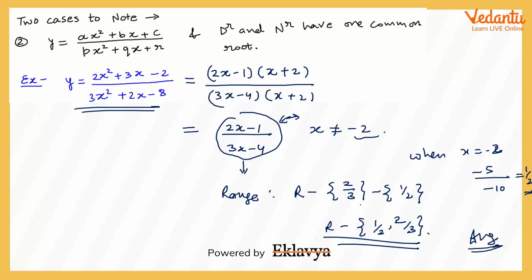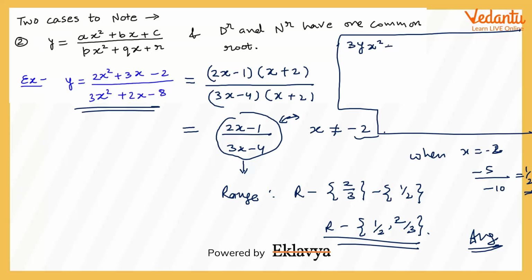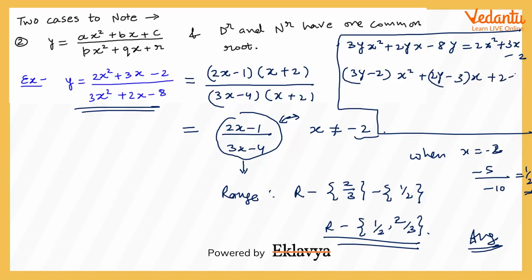I would like to tell one very interesting fact about this kind of question, because many people forget or just ignore that there was a common factor. So what they do, they just do 3 into y into x square plus 2y into x minus 8y is equal to 2x square plus 3x minus 2. And then it will be a quadratic like this: 3y minus 2 into x square plus 2y minus 3 into x plus 2 minus 8y.